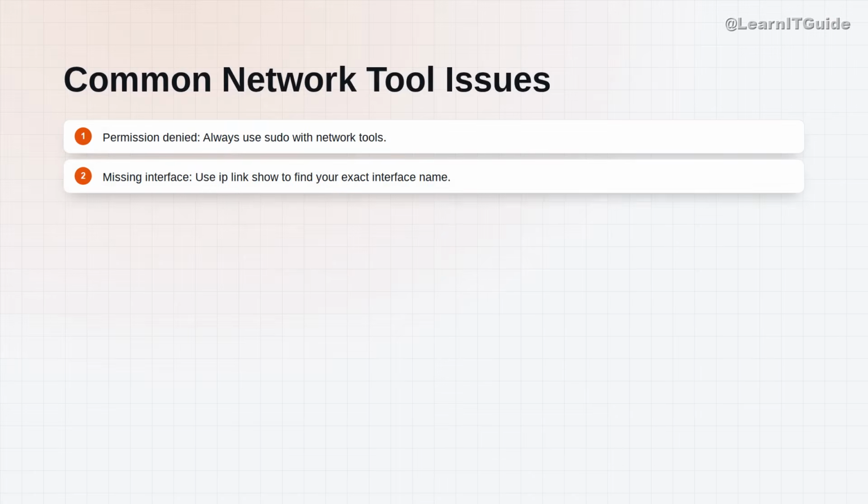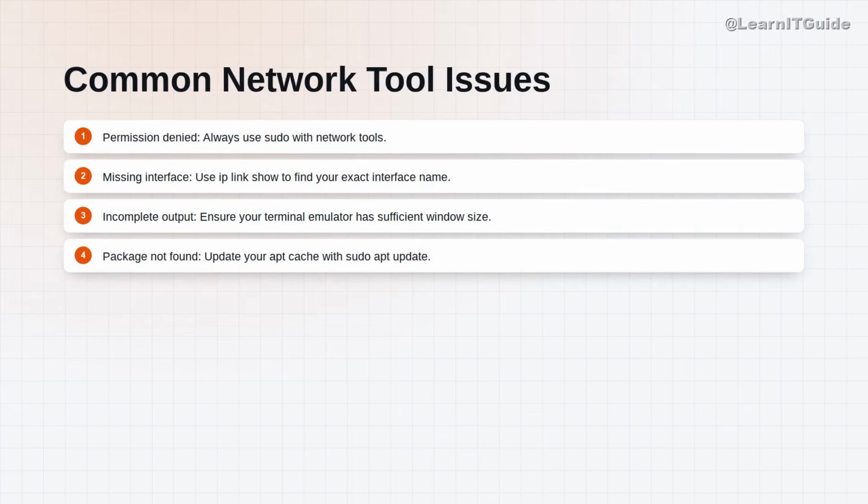When working with these tools, you will eventually hit a wall. The most common mistake is forgetting sudo. Most network diagnostics require root access to read system socket information. Another issue is the interface name. On modern cloud servers, interfaces are often named something like ens3 or eth1. If you try to run load on an interface that does not exist, it will simply fail.